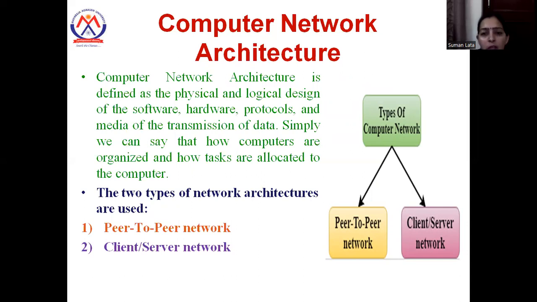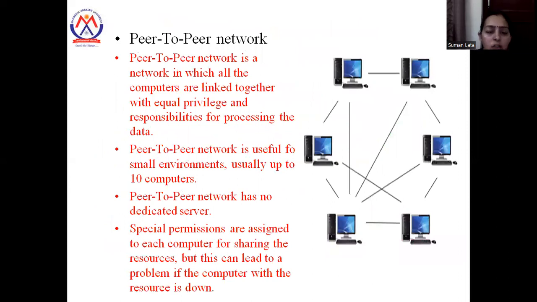As shown in the figure, types of computer network: peer-to-peer network and client-server network. So, there are two types of network architecture, which are peer-to-peer network and client-server network. In peer-to-peer network, as shown in the figure, computers are connected end to end. One computer is connected to another, another is connected to another, and so on. Peer-to-peer network is a network in which all the computers are linked together with equal privilege and responsibility for processing the data. Peer-to-peer network is useful for small environments, usually up to 10 computers.